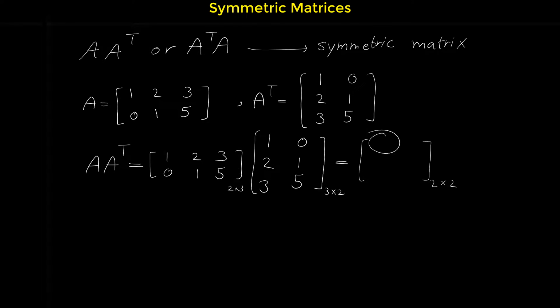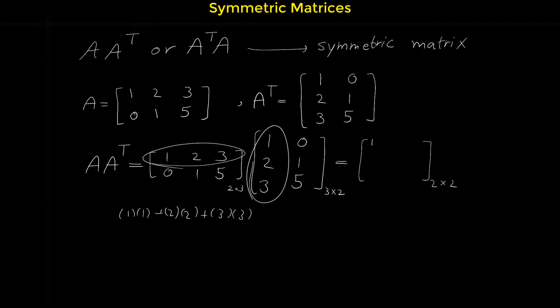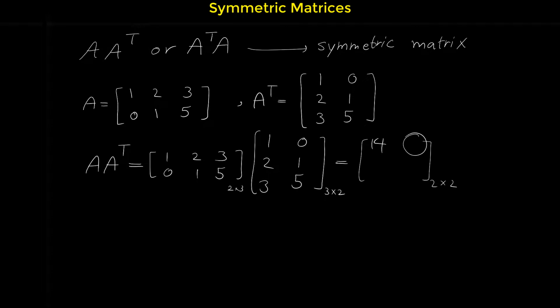The first element is this times this. So 1 times 1 plus 2 times 2 plus 3 times 3, which is 14. If we multiply first row in second column, this element is 1 times 0 is 0, 2 times 1 is 2, and 3 times 5 is 15. 15 plus 2 is 17.